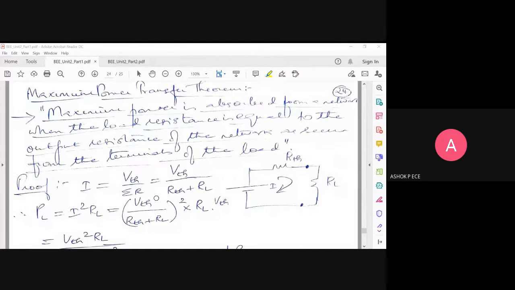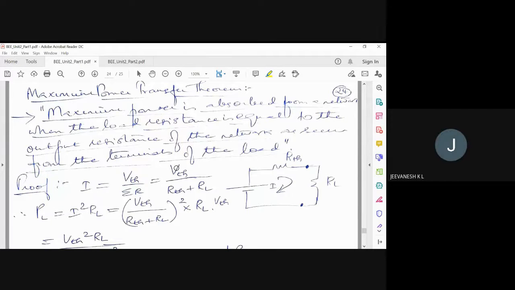Can anybody read the statement for me? Jeevanesh, you are there. I've been calling you for a long time. Yes, sir, I'm there, sir. Yes, yes. Can you read the statement of the maximum power transfer theorem which you see? Yes, sir.